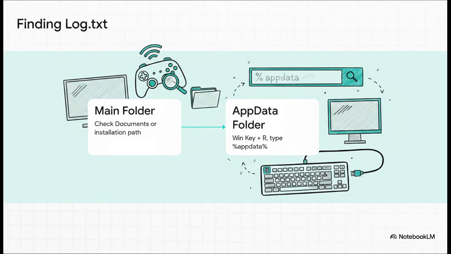But if you use the default settings, it's kind of hidden away in your app data folder. To get there, just press the Windows key plus R, type %appdata%, and hit Enter. Open the DS4Windows folder in there, and boom, your log file is waiting for you.